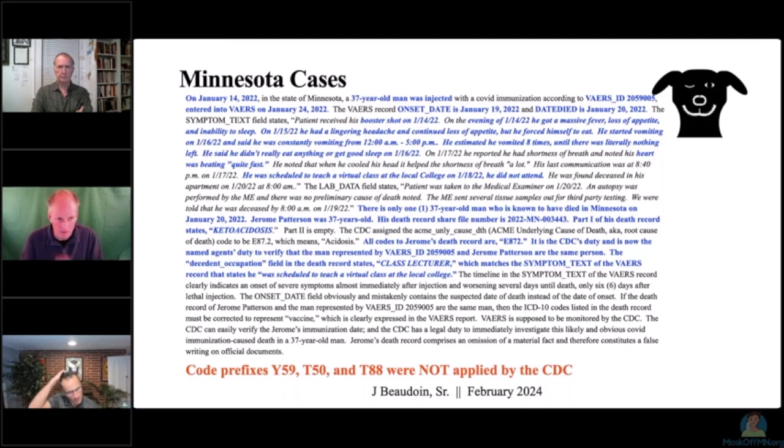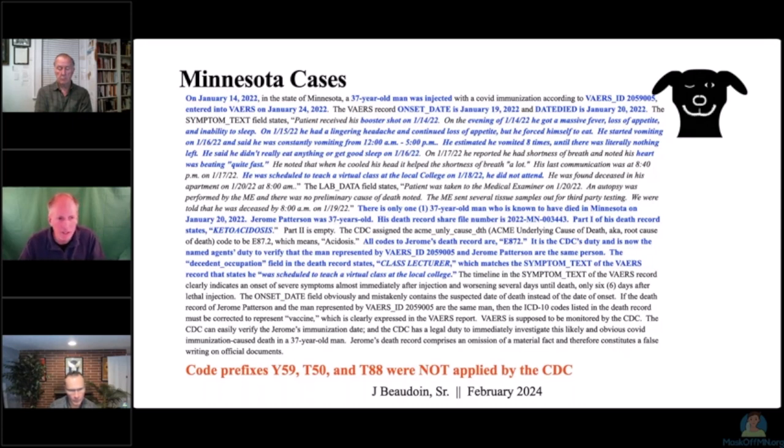But anyway, now let's talk about the death certificates. There's only one 37-year-old man known to have died in Minnesota on January 20th, 2022. 37 years old. Death record share file number, I have it there. Part 1 of his death record states ketoacidosis. Part 2 is empty. That's it. Nothing else. Just ketoacidosis. And there was only one ICD-10 code applied, E87.2, which means acidosis. All codes to Jerome's death certificate are E87.2. The CDC's duty is now the duty of named agents to verify. That's the stuff I wrote for the CDC and FDA.